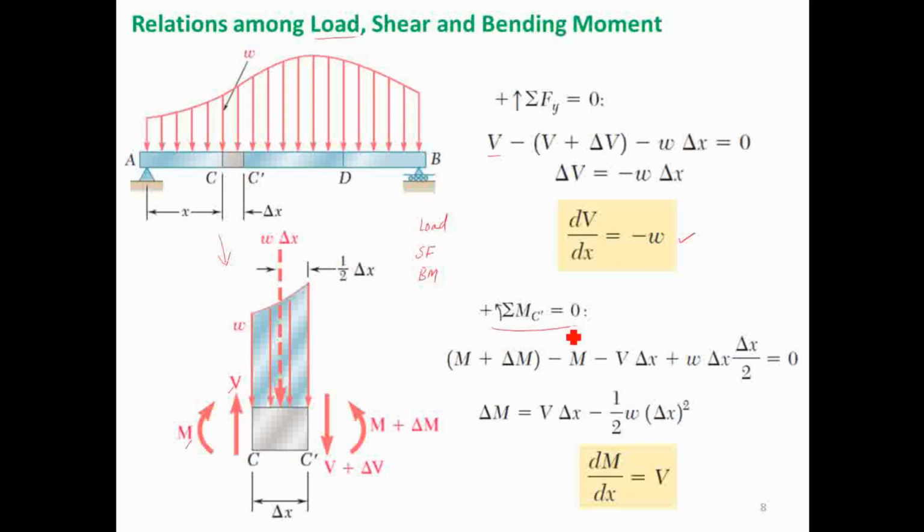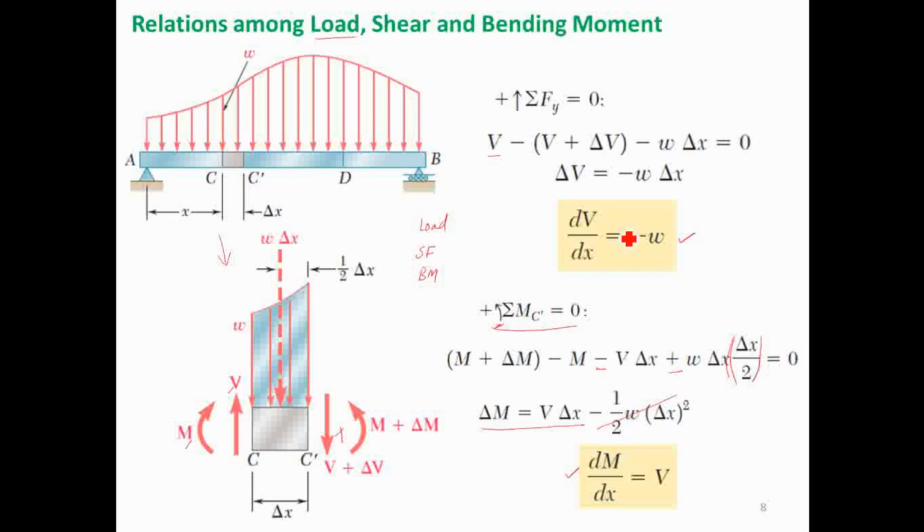And now we take the moment about C dash equal to 0. M plus delta M is acting in this section. Counterclockwise is considered positive, and minus M. Then V into delta x: this V will not produce a moment, but this upward V will produce a clockwise moment, that is why it is negative. Then the W delta x force will produce an anti-clockwise moment. The perpendicular distance is delta x by 2, half of delta x, equal to 0. The second term is very small and we can neglect it. If you consider only this portion of the equation, we get dM by dx.